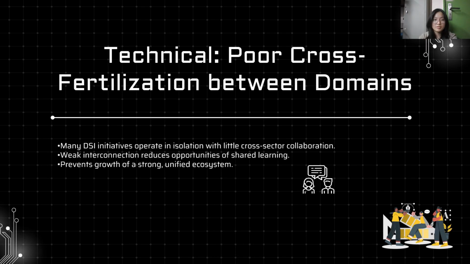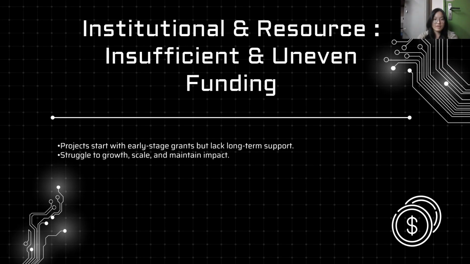Finally, poor collaboration across sectors means many initiatives operate in isolation. This reduces opportunities for shared learning and prevents DSI from developing as a stronger ecosystem. Third, the institutional and resource category. Funding remains uneven and insufficient.